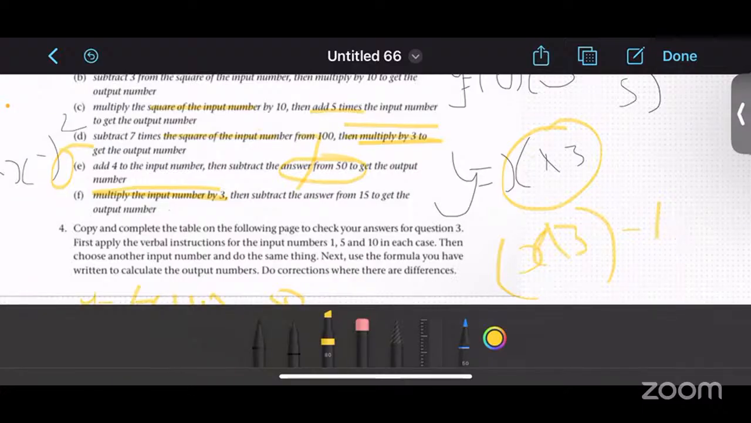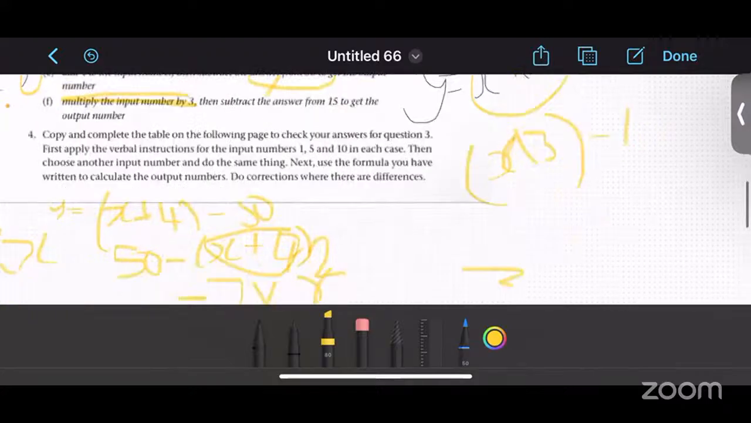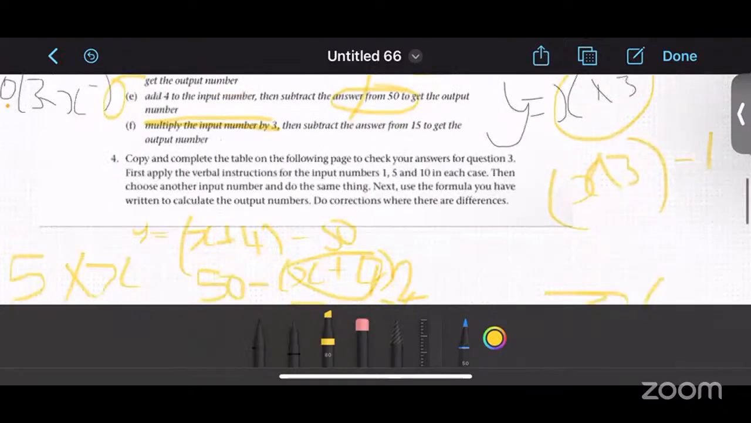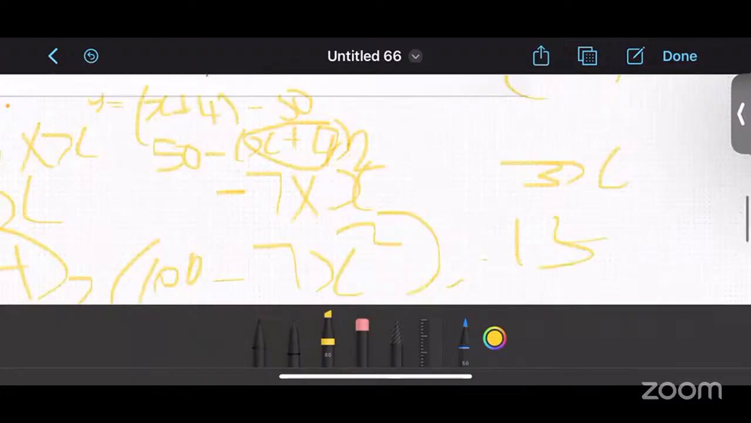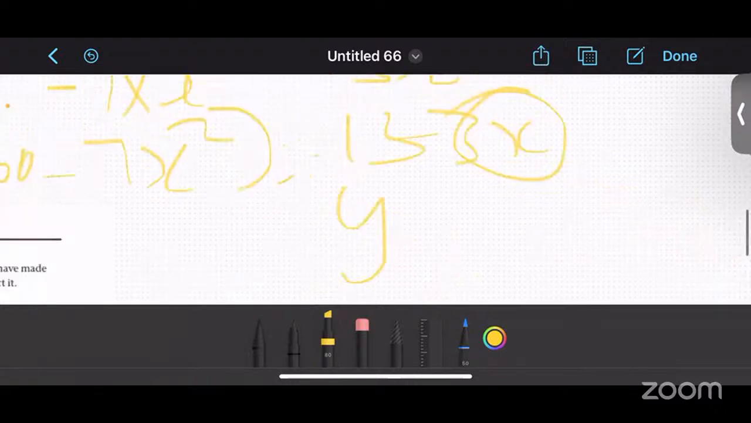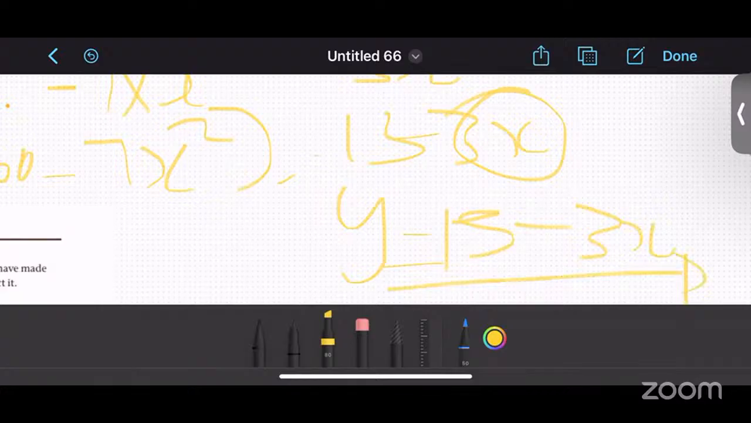So the answer is going to be: multiply the input number by 3. When you're multiplying the input number by 3, you're going to get 3x, and then subtract the answer from 15. So it's going to be 15 minus 3x, because we are subtracting the answer, which is the 3x. Therefore, y is equal to 15 minus 3x. This is going to be your final answer.